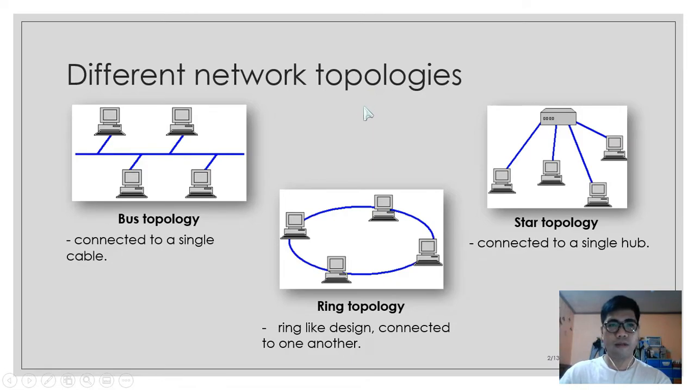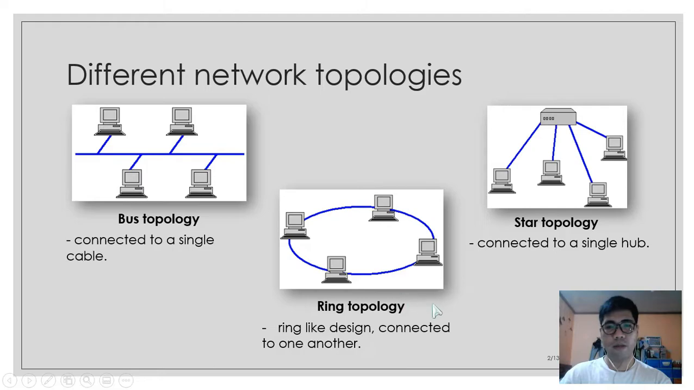Next, we have the different network topologies. Network topologies basically explain the arrangement of the end devices, or how they are connected within the network. So we have first the bus topology, which is connected to a single cable. What we can see over here is that it is connected to a single cable, to be able to connect each device within the network.